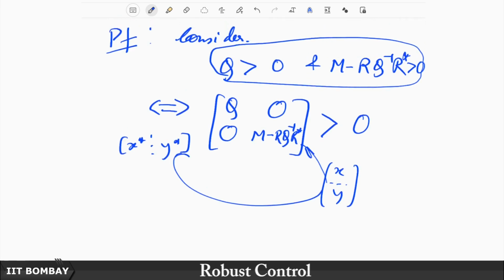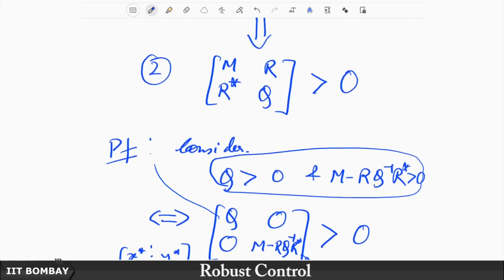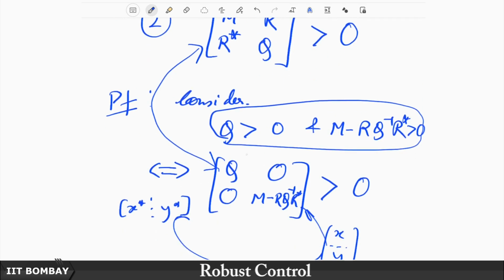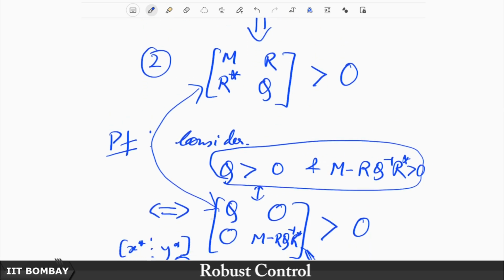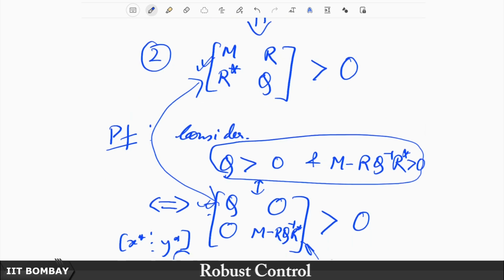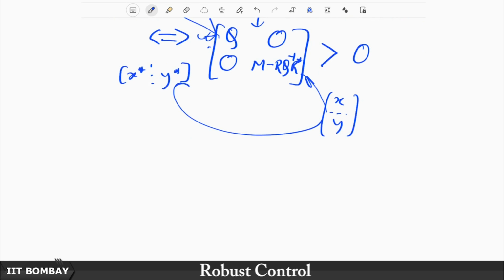Now, if we can show that this is tantamount to this, or that these two conditions are equivalent, then we are done, because we have already seen that this condition and this condition are equivalent. Whether I write it as two separate relations or I pack them up in a single matrix, it is the same. So, if I can now show the equivalence between this and this, then I will be done. But how do I get to this equivalence?